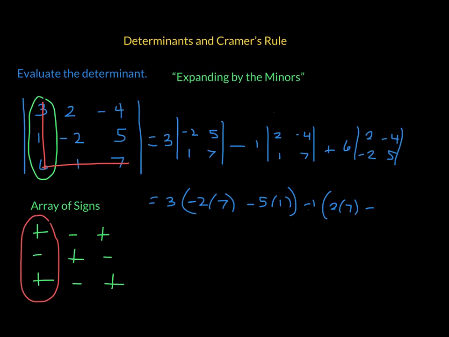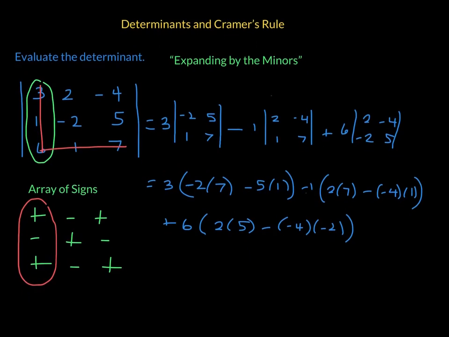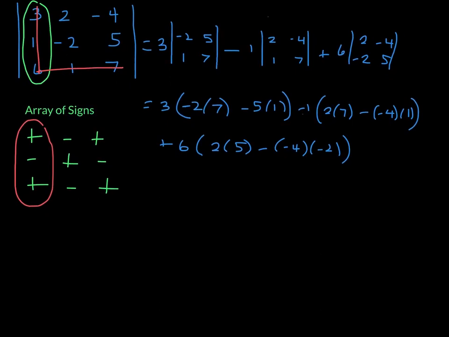We have to be super careful about our signs here. Negative 4 times 1. Plus 6 times 2 times 5 minus negative 4 times negative 2. That was me evaluating the determinant of this 2 by 2 matrix. All right, so let's figure this out. Let's see, what do we have here? We got 3 times, all right, so we have negative 14 minus 5, so that's negative 19.